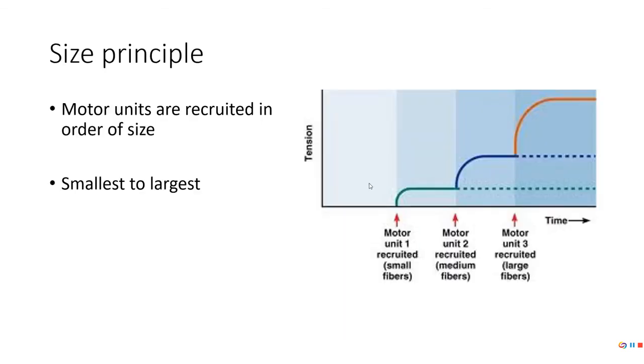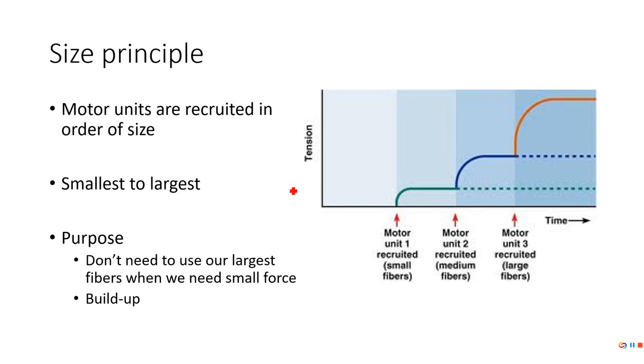And so the way we recruit motor units is in order of their size. We go from smallest to largest. And remember, we're able to do this because they have different thresholds at which they're activated. The small motor units, the small muscle fibers, have a low or a more negative threshold, whereas the big ones have a less negative threshold. The purpose of this is so we're efficient. We don't need to use our big fibers immediately. We have this buildup.